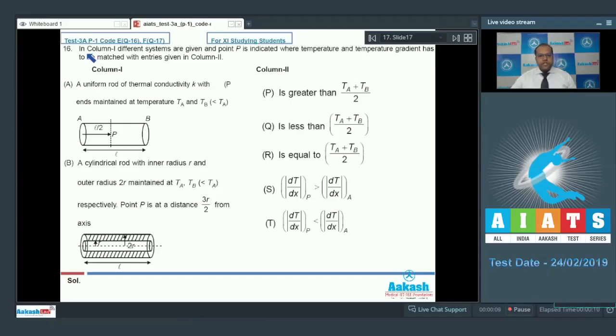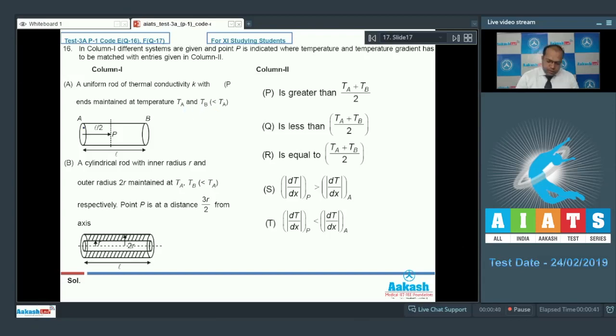In question number 16, in column 1, different systems are given and point P is indicated where temperature and temperature gradient have to be matched with entries given in column 2. So if I check entry A of column 1, a uniform rod of thermal conductivity K with ends maintained at temperature TA and TB, and TA is greater than TB.